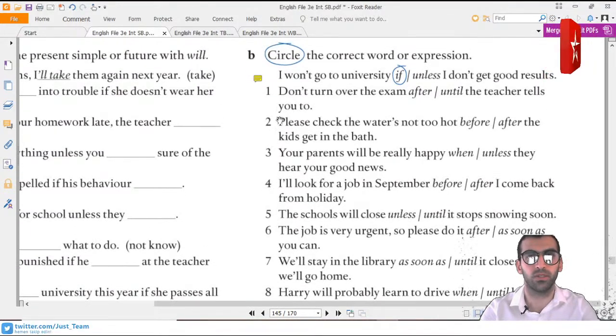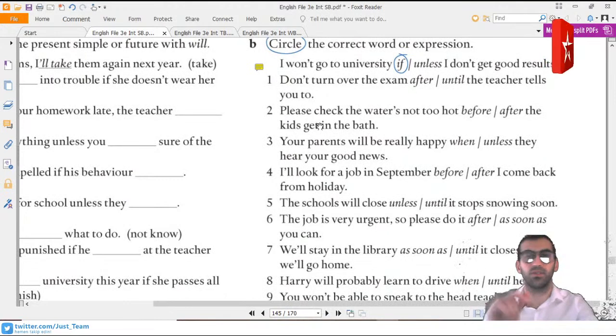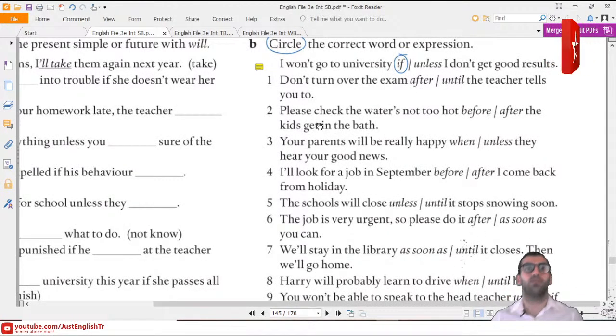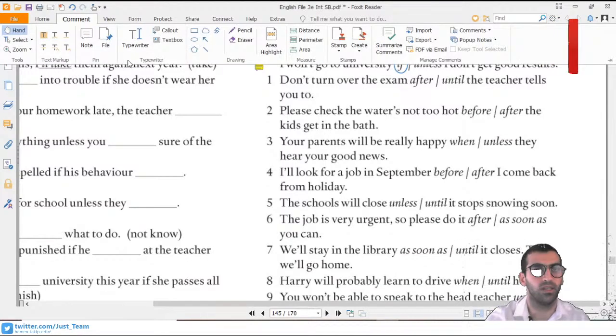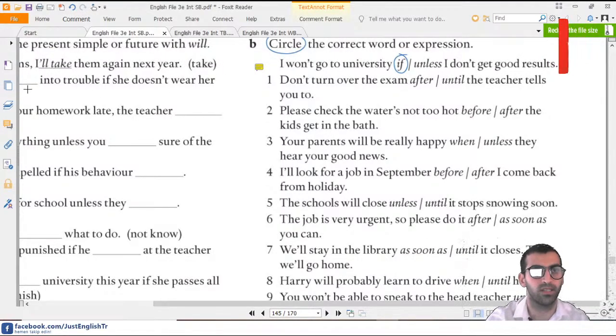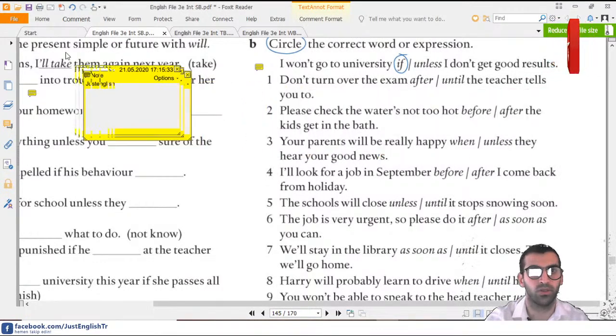Circle the correct word or expression. We will circle the correct word or expression for part B. I won't go to university if I don't get good results. For number 1, don't turn over the exam after or until the teacher tells you to. Number one, which one is correct? And I will write your notes here.